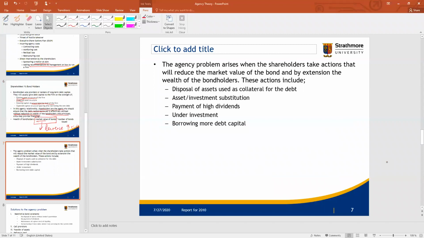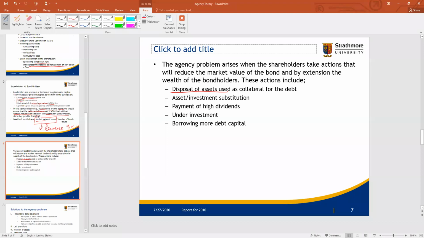One of them is the disposal of assets that are used as collateral. Now, this is going to happen in most cases. You can have a case where, out of trust, the bank gave you money without requesting to have the asset. It can happen.